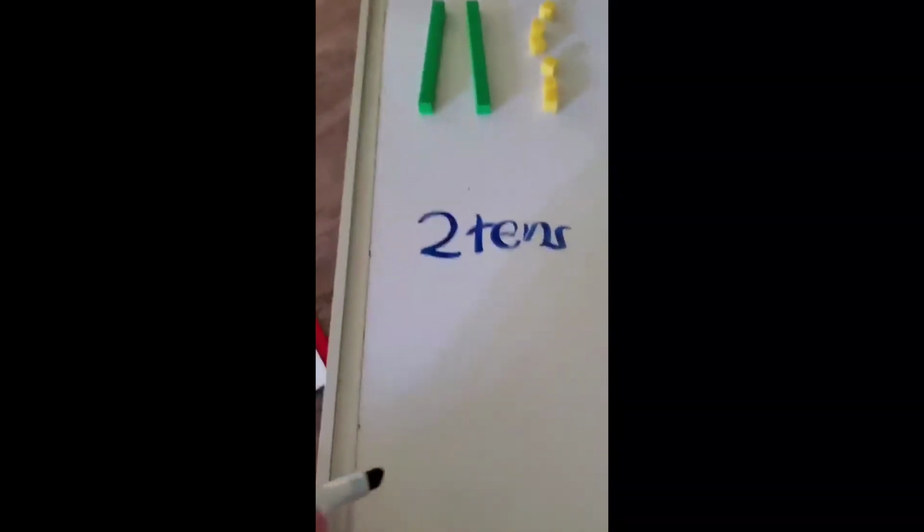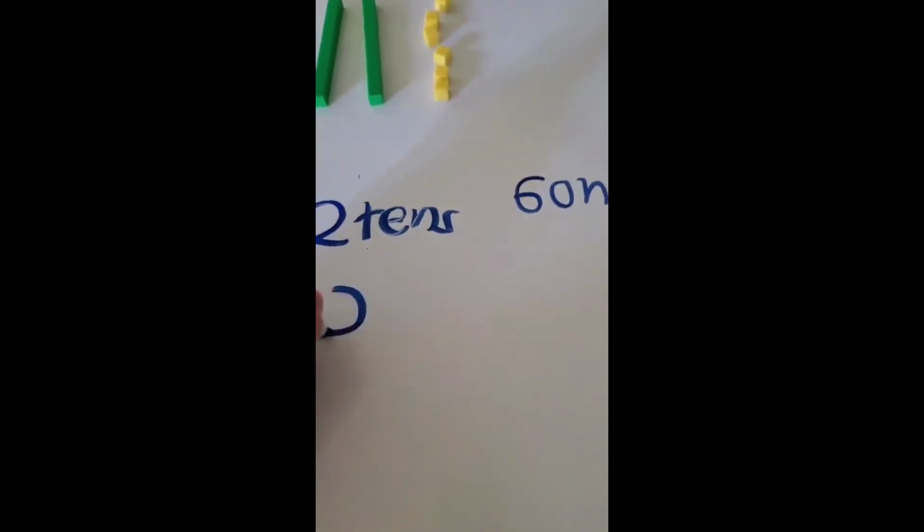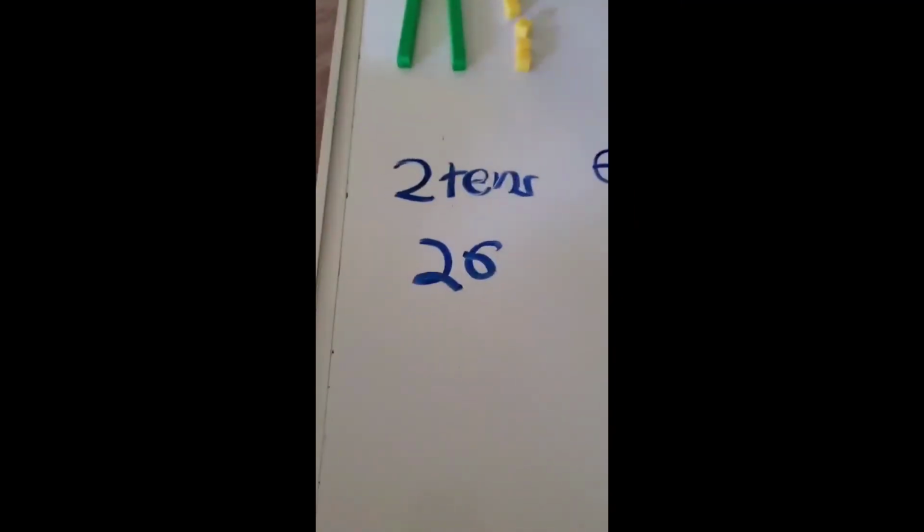You're right. It's 6 ones. So what number is that? It is the number 26. You guys are so smart. Okay, so now I want to give you another example, and you guys tell me how many there are, okay?